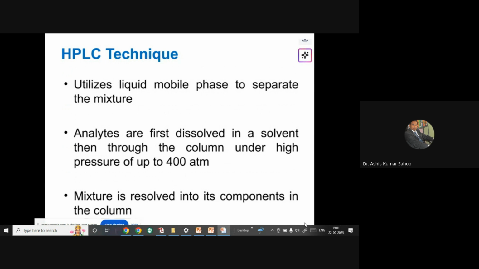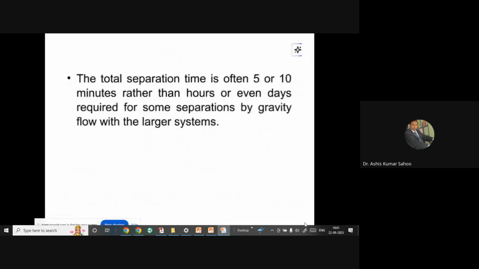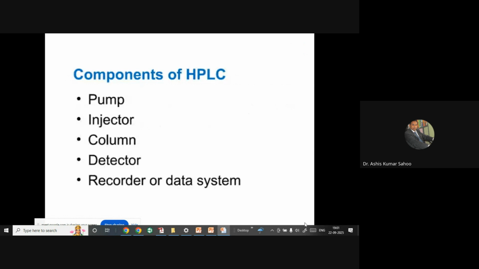This gives fast results when the column is put under high pressure. Total separation time is often 5 to 10 minutes, so within 5 to 10 minutes the components will be separated, compared to hours or even days in conventional methods.